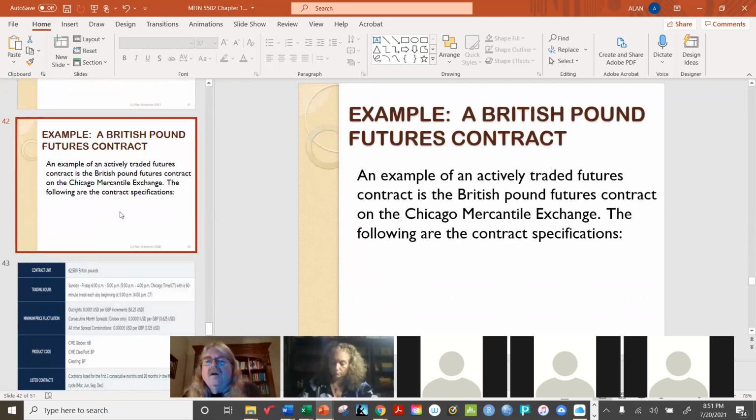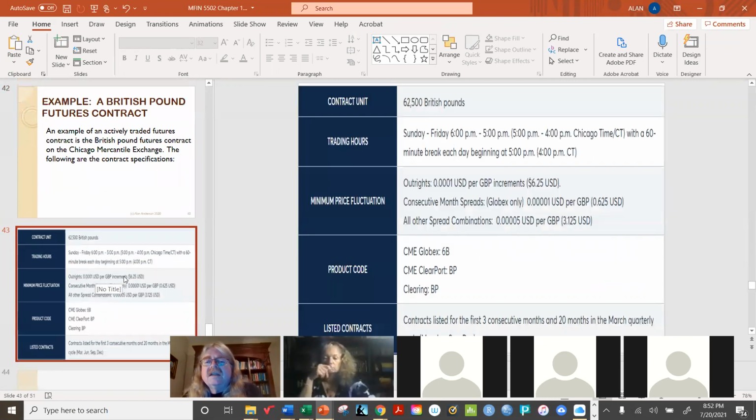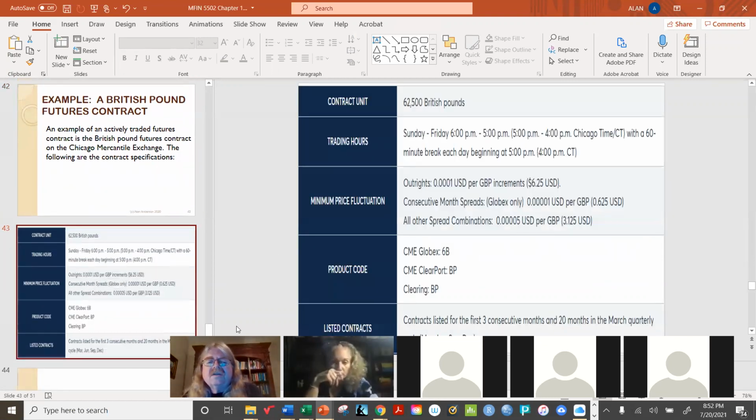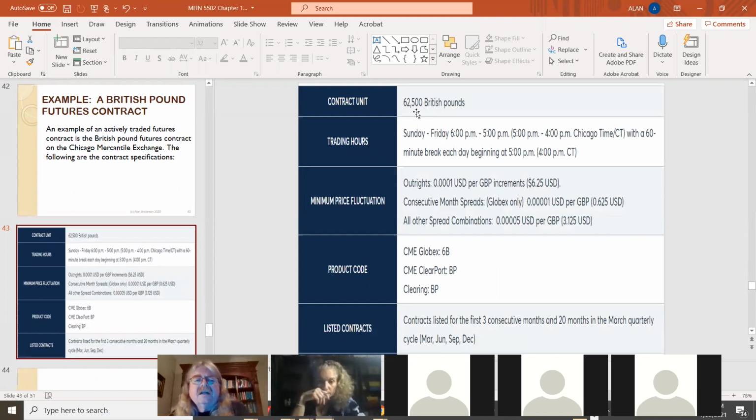Anyway, I also went ahead and looked at the Chicago Mercantile Exchange. I looked up their contract on the British pound, their British pound futures contract, just so you can see the exact details. So what you're seeing here is that each contract is for 62,500 pounds. You can trade it between Sunday and Friday from 6 p.m. to 5 p.m. The minimum price fluctuation is 1.0001 US dollar per British pound, which works out to $6.25 per dollar.